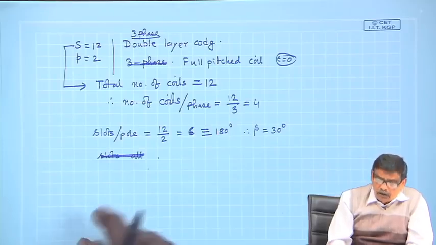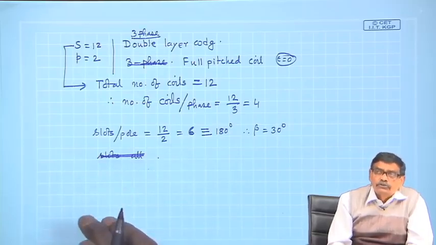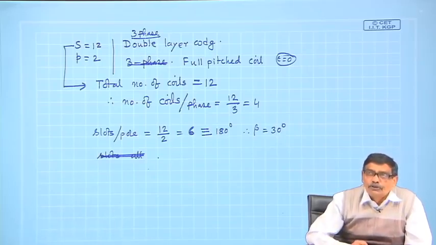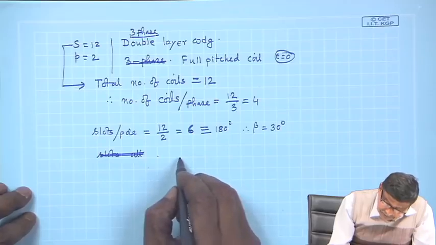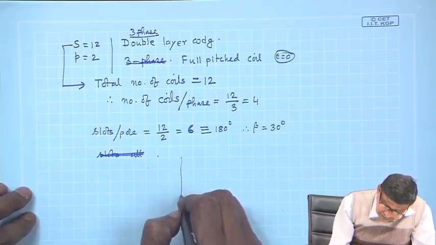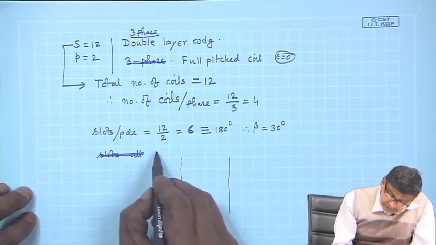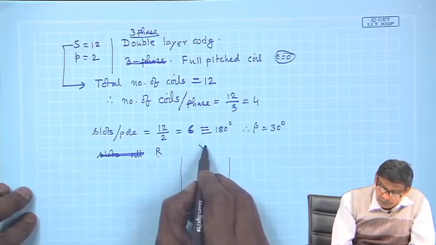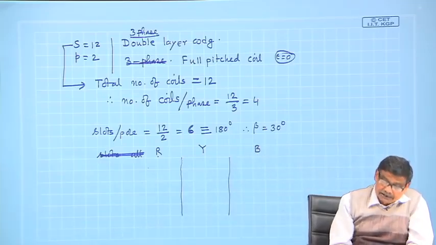Therefore, out of this total 6 slots, allot 2 slots to R phase, 2 slots to Y phase, and 2 slots to B phase. That is quite logical. Are you getting? Now, let me start, so that you will understand what I am telling the moment I write it. I will say that this is for R phase, this is for Y phase and this is for B phase. I will write it like this.